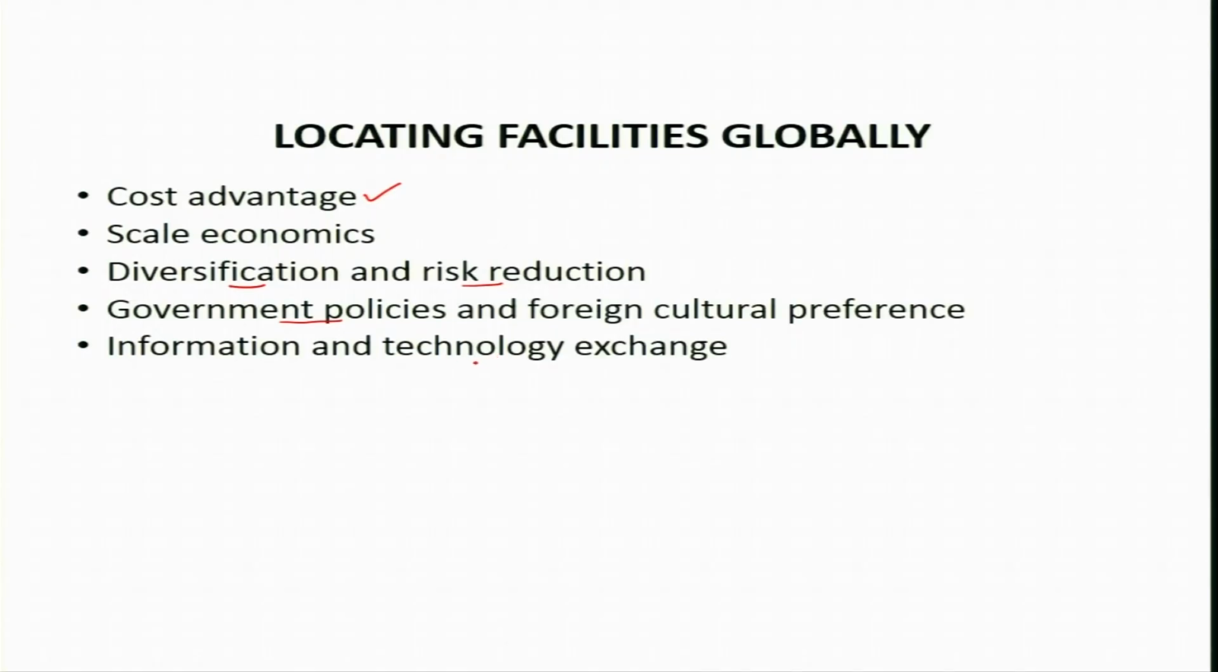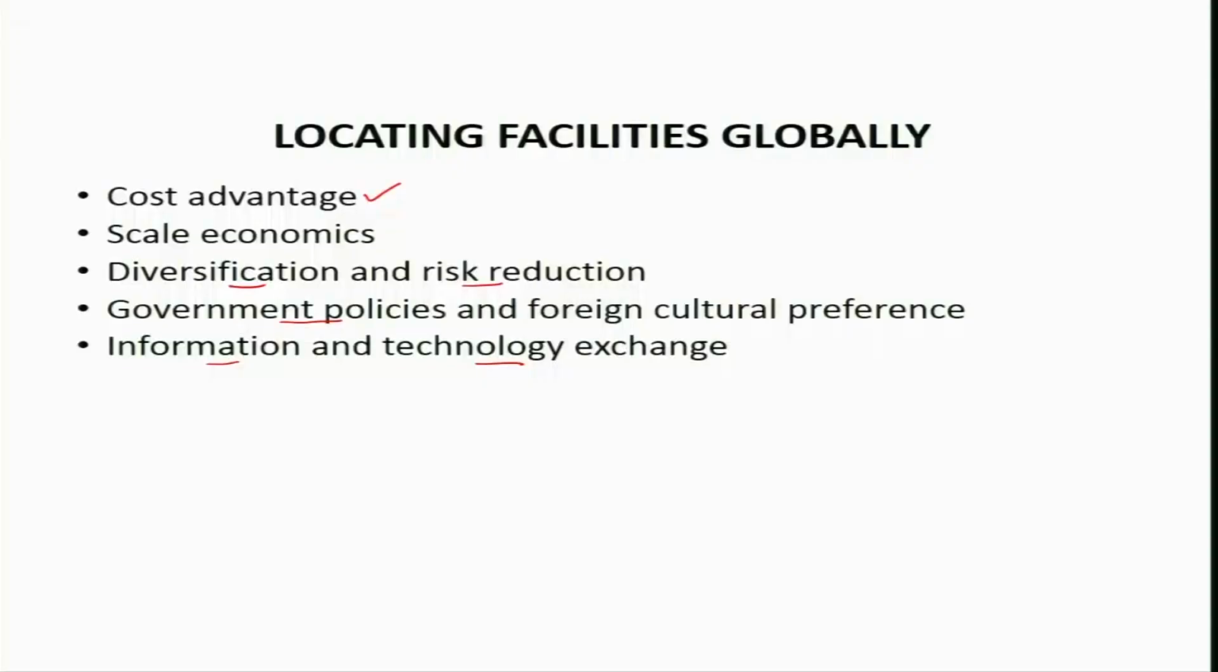And then information and technology exchange, there may be that advantage. By setting up the company in some other country, you will get a lot of information, a lot of ideas about that market, about those developments, about your competitors in that country. You get a lot of information, and technology exchange also will be possible by setting up the factories, by setting up the business facilities in different countries globally. So, these are some of the additional factors which we have to consider when we are setting up the facilities in the global context.